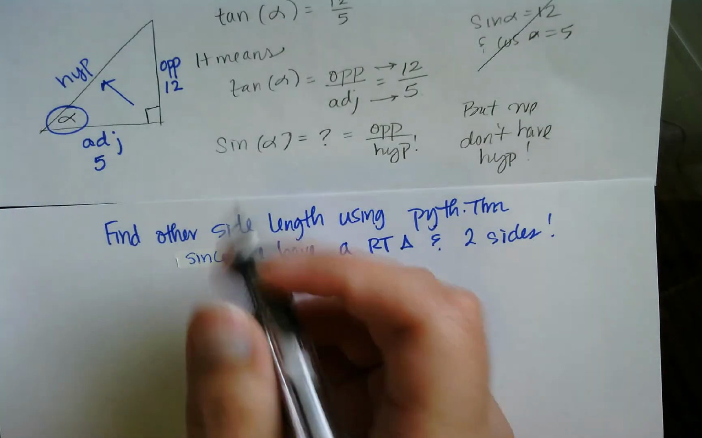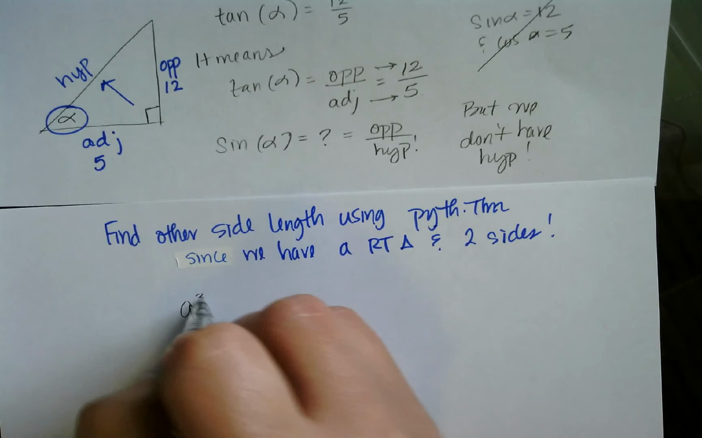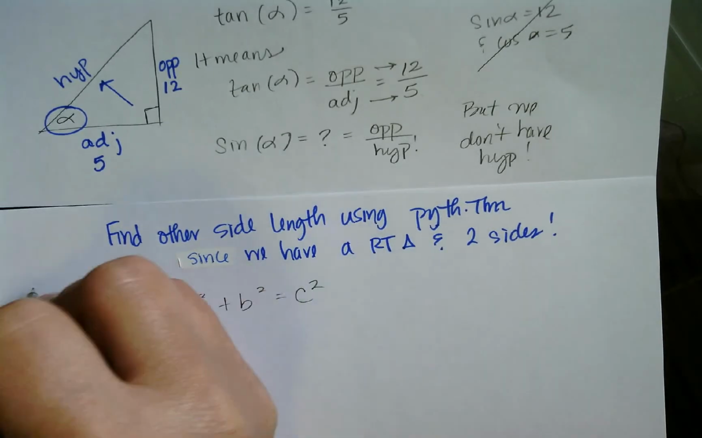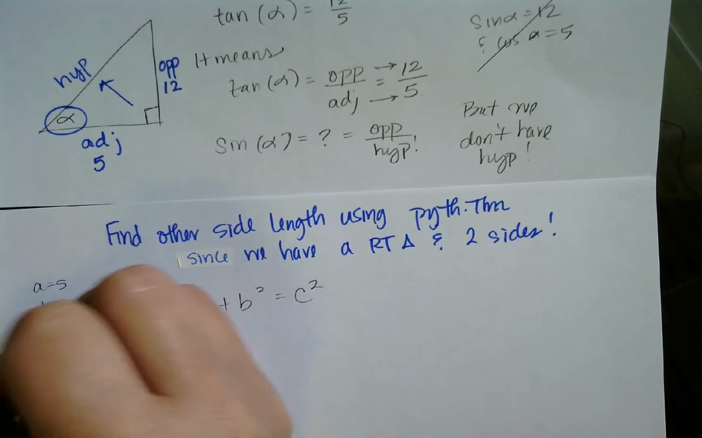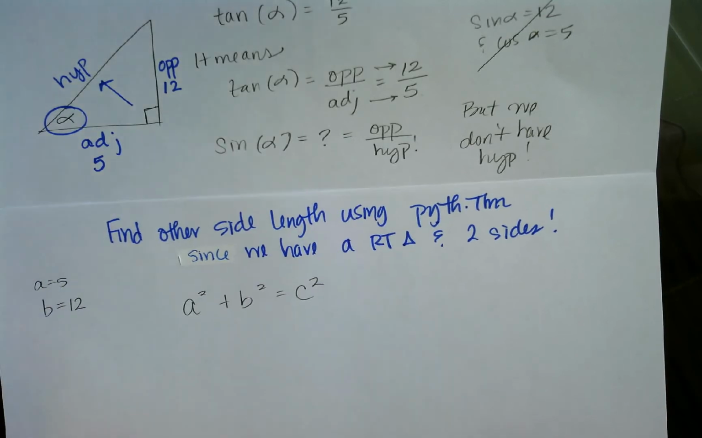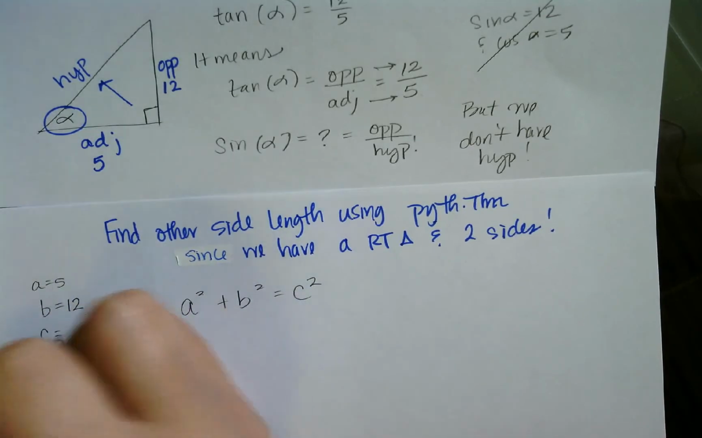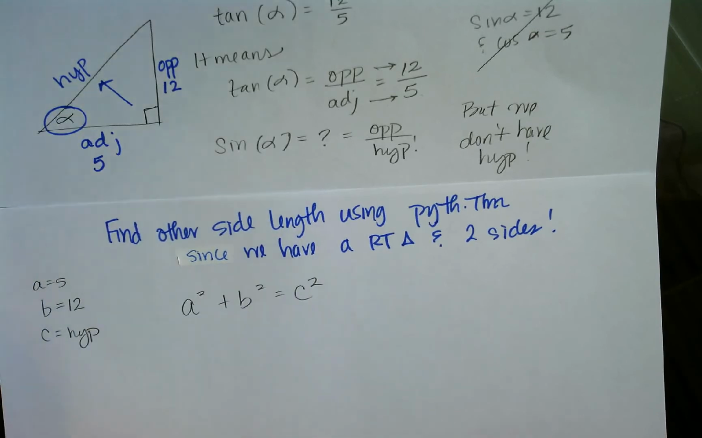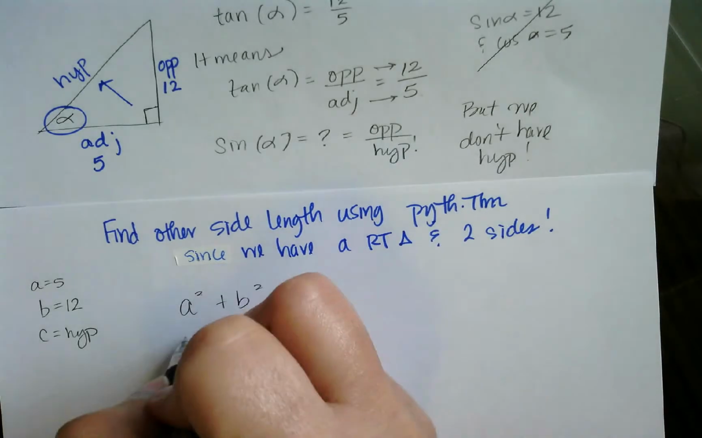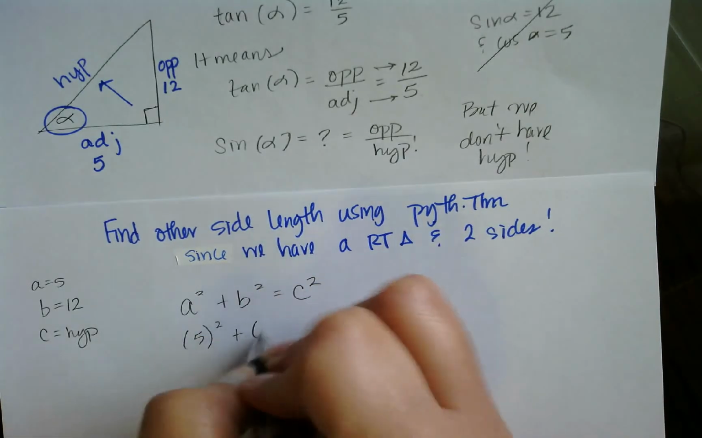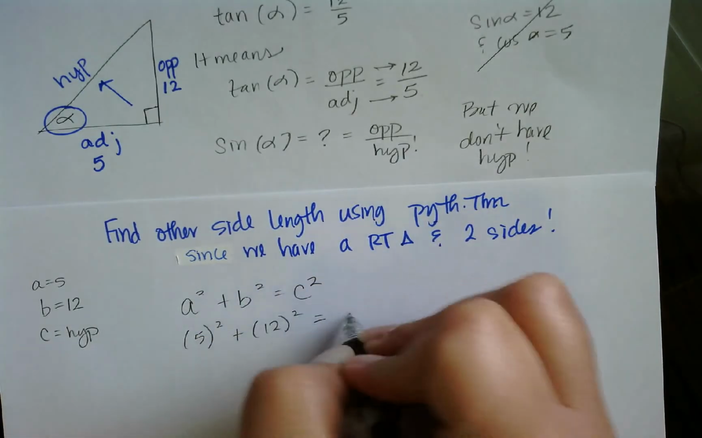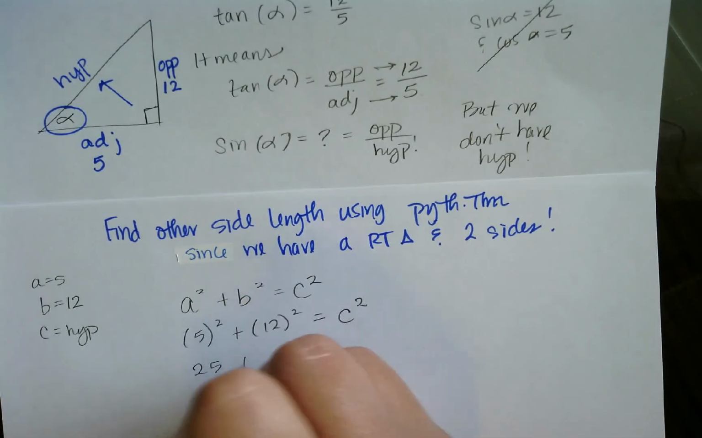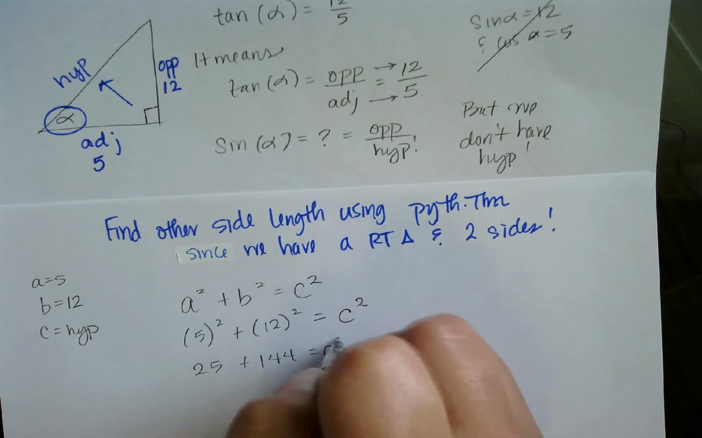Alright, so we have a squared plus b squared equals c squared. Okay, a is equal to 5, b is equal to 12, or vice versa. The legs don't matter. But the hypotenuse, okay, is always c. So you have 5 squared plus 12 squared equals c squared. We don't know c, that's what we're looking for. 25 plus 144 equals c squared.